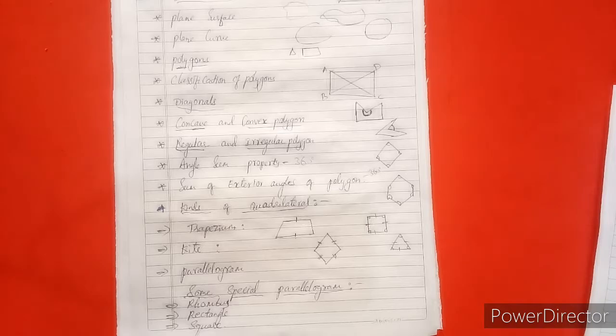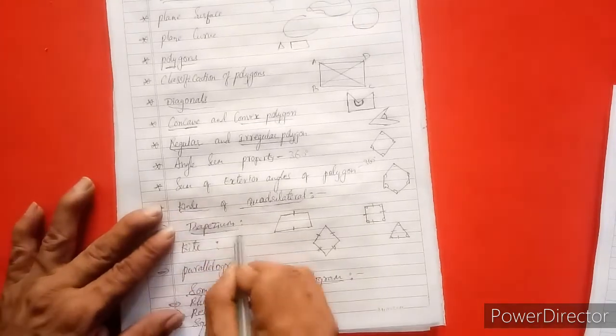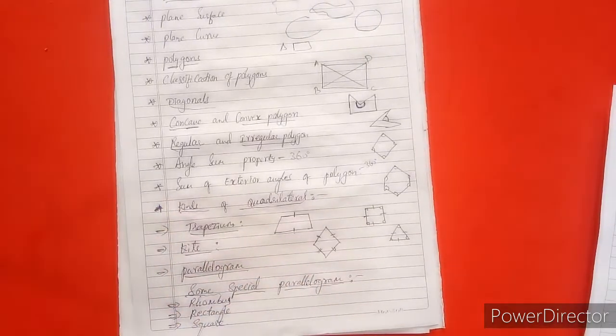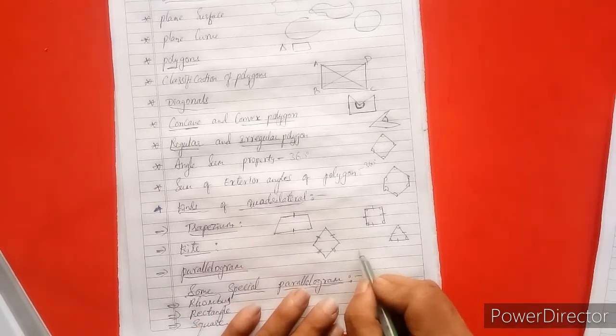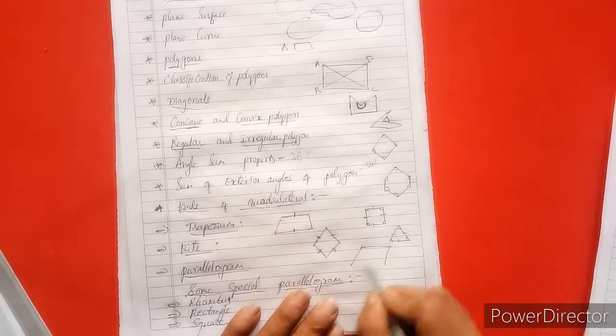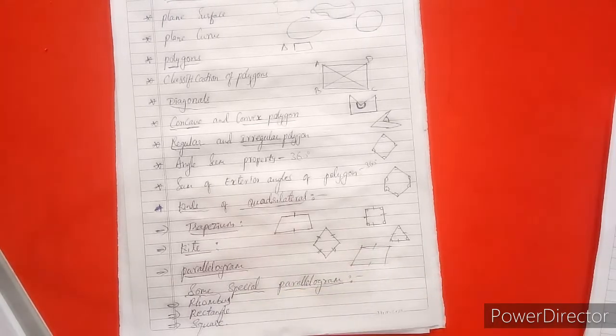Next, I would like to explain one of the important ones, the parallelogram. What do you mean by parallelogram? A parallelogram is also one of the quadrilaterals, as the name suggests. It also has parallel lines. This line is equal to this line.